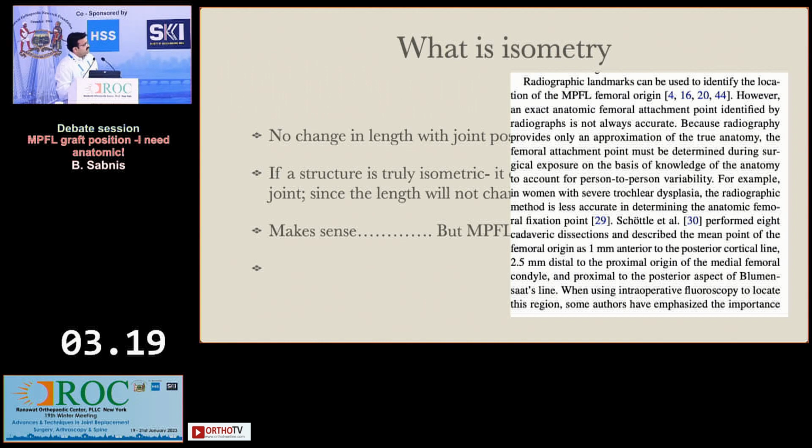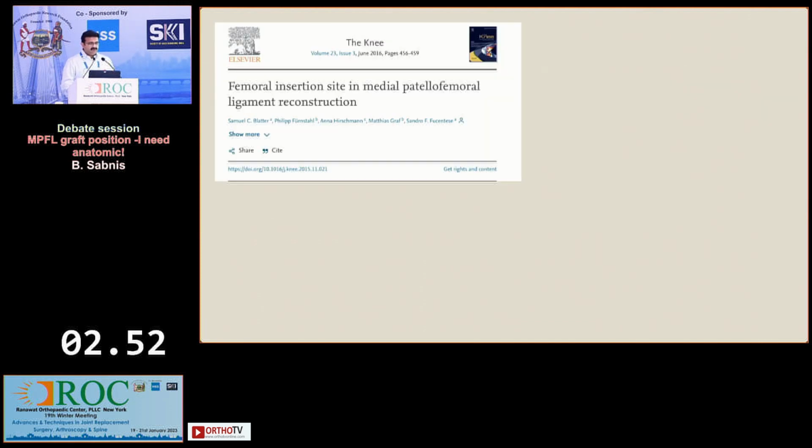Schottle's point is very well described. We know about Schottle's point, where exactly the attachment should be. But the radiographical points that you see are not always accurate, and you should not decide on radiographic findings to determine where it should be. Moreover, a lot of these patients will have trochlear dysplasia, and the findings are completely different in them. So you need to be very careful when you are using a jig to decide where you are going to go.